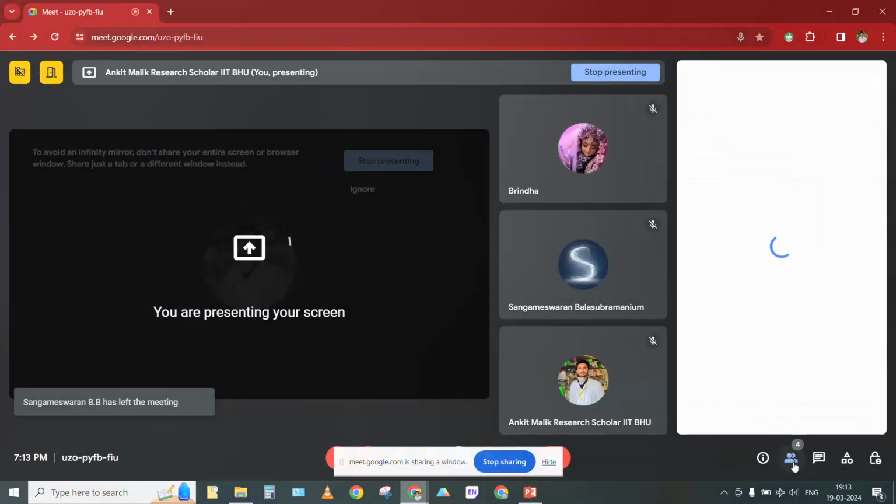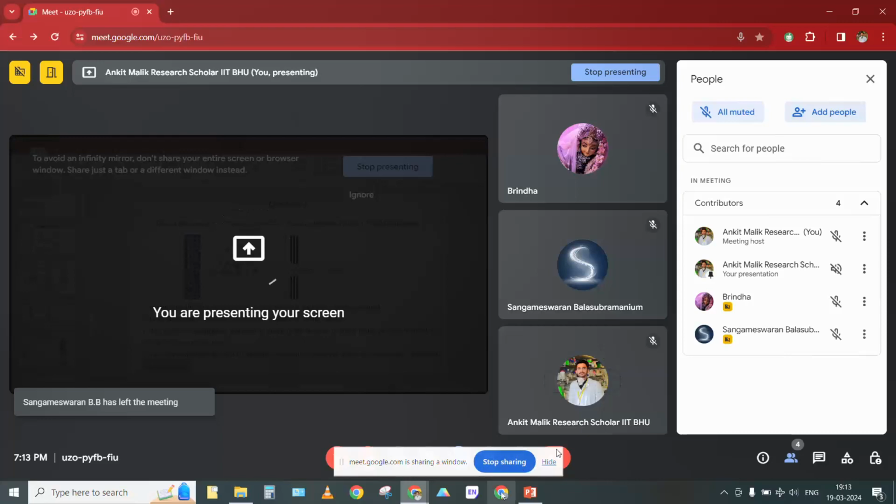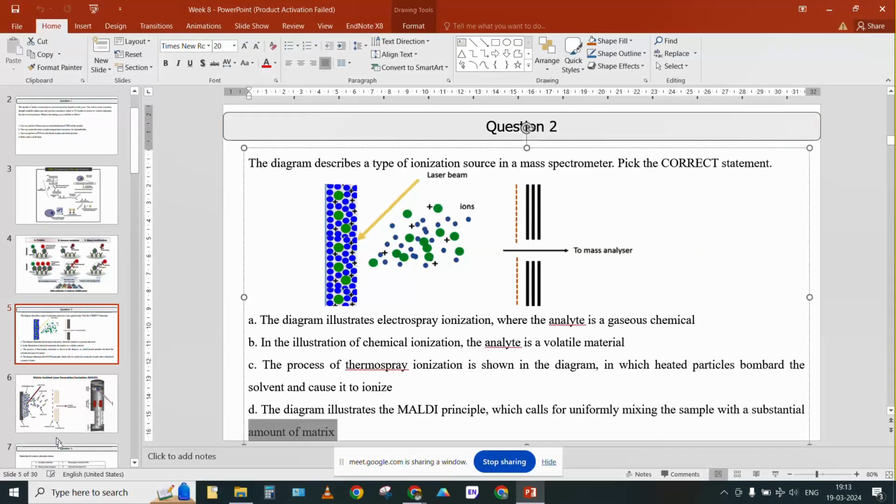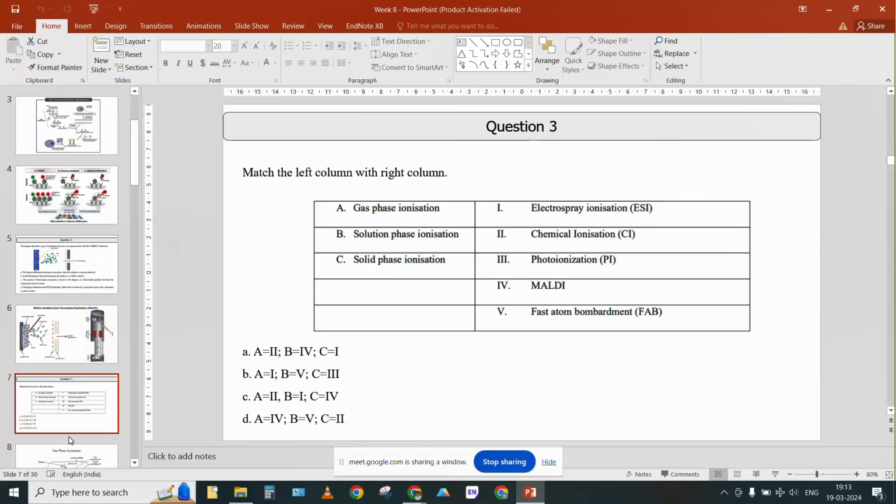Moving to the next question. So here a match of the following is given. Match the left column with the right column. In the left column the options are gas phase ionization, solution phase ionization, and solid phase ionization, and in the right column the options given are electrospray ionization, chemical ionization, photoionization, MALDI, and fast atom bombardment. So I'll cover them one by one, then we'll look at which are matching and correlate them with each other in the left column and the right column.